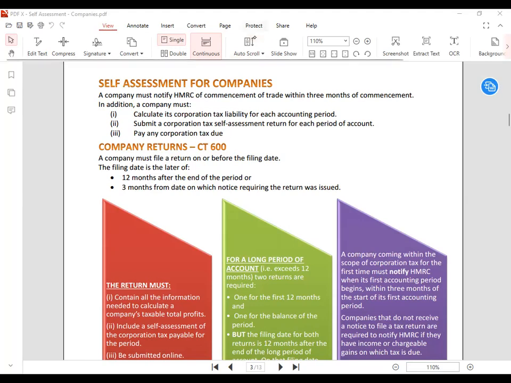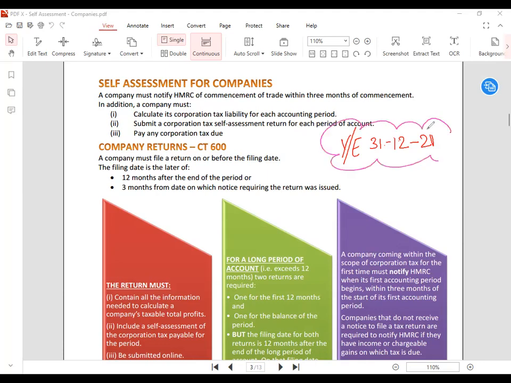For companies, we don't have a tax year here. We are working as per the accounting year. So if the accounting year, for example, ends on 31st December 2021, when does this company need to submit the return? Exactly the same date, the same month, but after 12 months, meaning next year. This will be my return date.